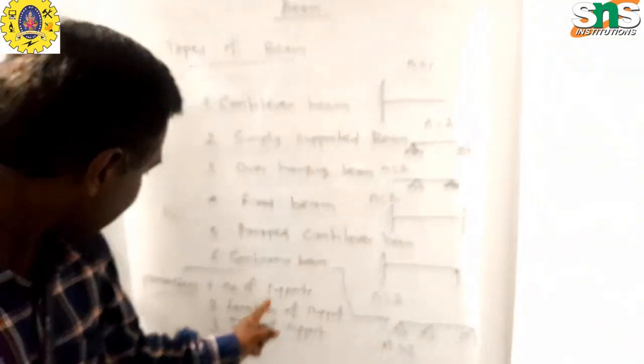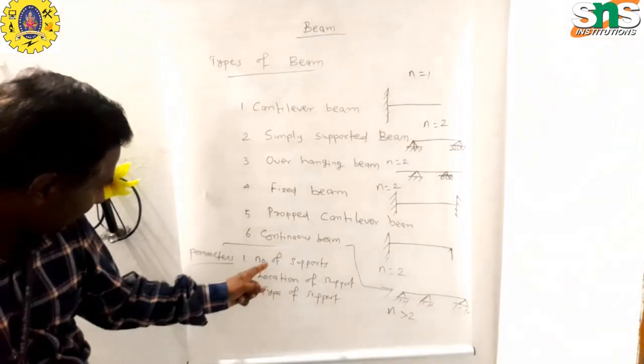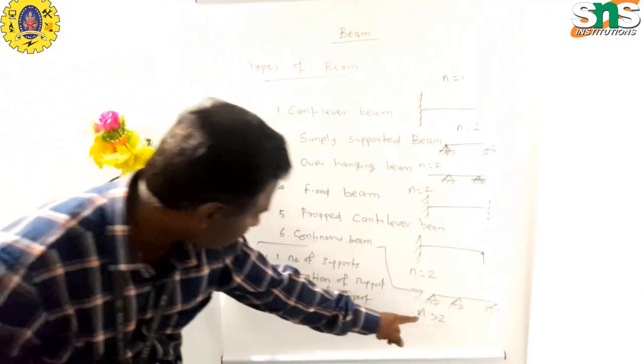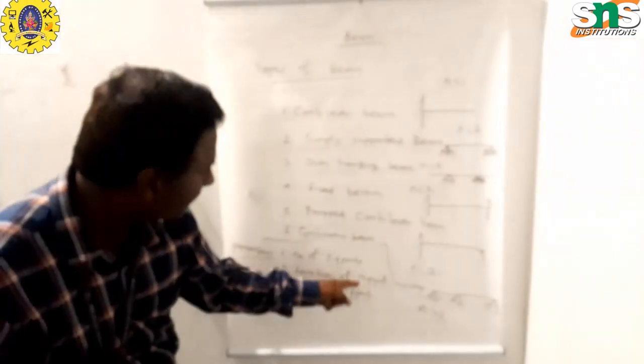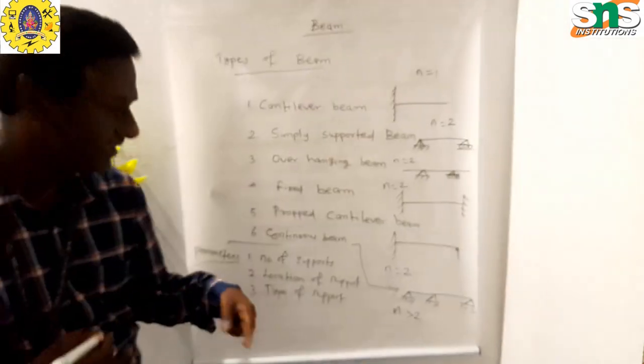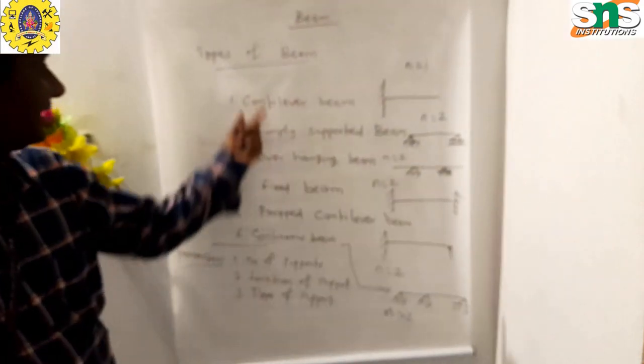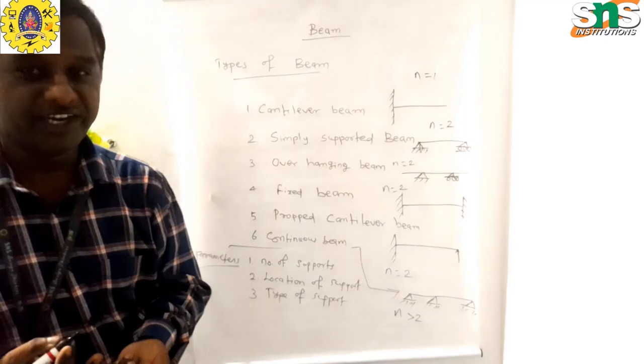And in a continuous beam, the number of supports is more than 2. So here I told you that the number of supports comes into the picture, and the location of supports, where the supports are applied, and then what types of supports are available. So depending on these parameters, the types of beams are classified. Okay.